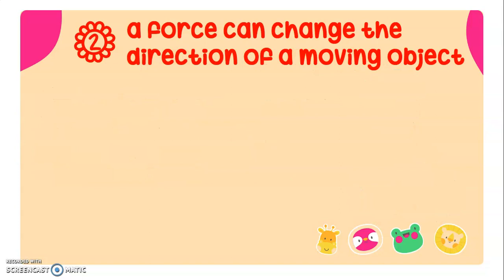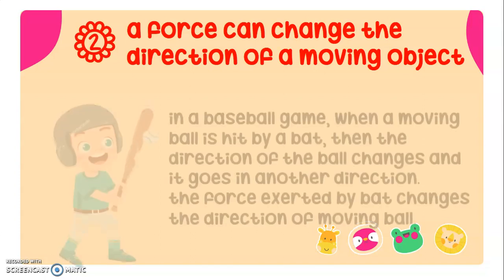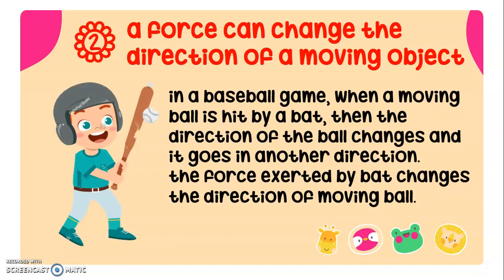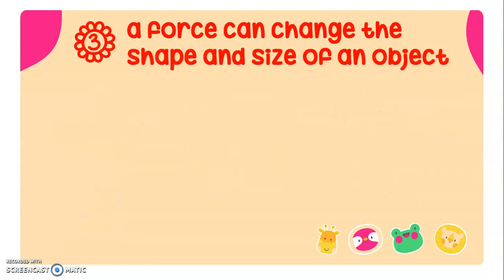Second, a force can change the direction of a moving object. For example, in a baseball game, when a moving ball is hit by a bat, the direction of the ball will change and go in another direction. The force exerted by the bat changes the direction of the moving ball.